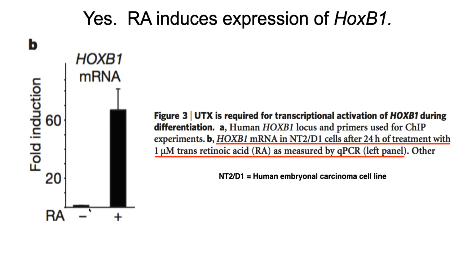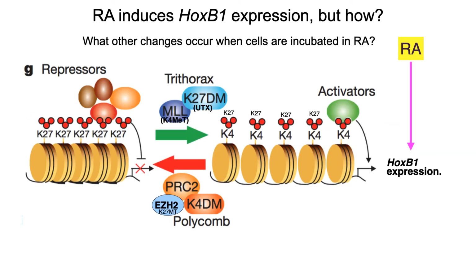And here the minus means no retinoic acid, the control cells that have not been incubated in retinoic acid. And then the plus are the experimental cells that have been incubated in retinoic acid. And you can see that it's pretty clear retinoic acid induces the expression of HOXB1. Good. So, verified. Now, the question is how? What are the mechanisms by which retinoic acid is causing the expression of HOXB1?